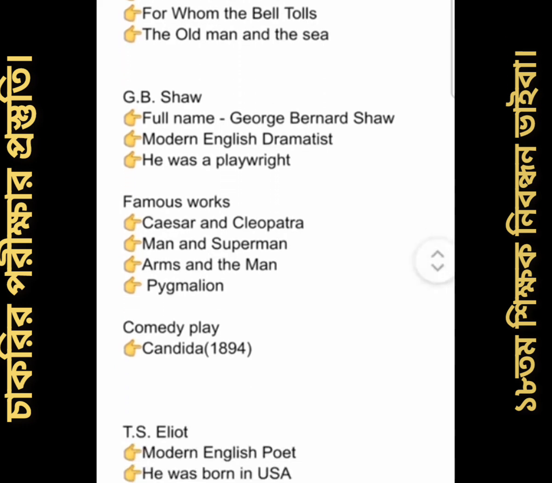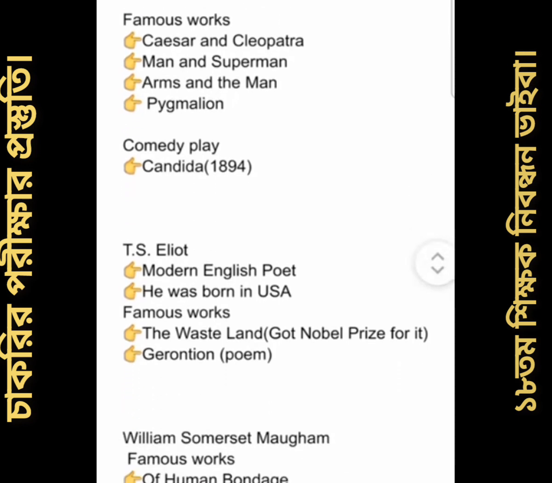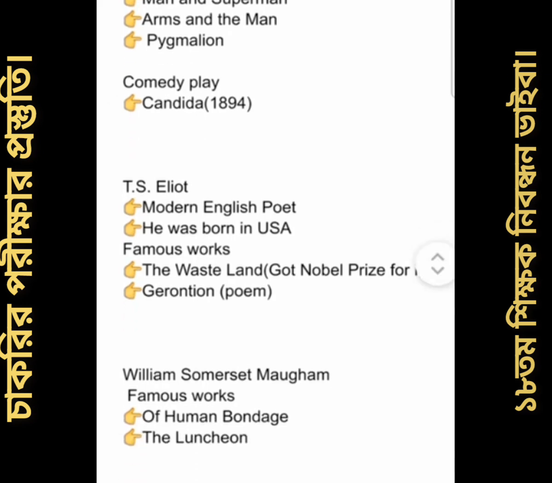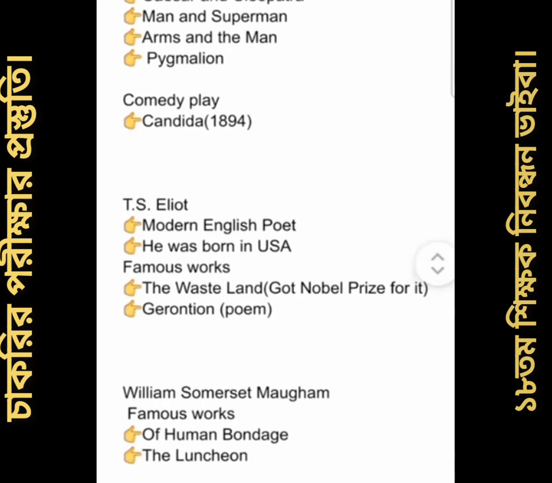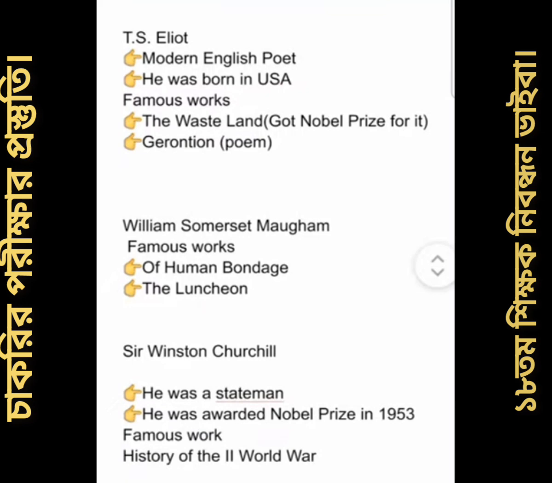George Bernard Shaw, full name George Bernard Shaw, English dramatist, modern English dramatist. He was a playwright. Famous works: Caesar and Cleopatra, Man and Superman, Arms and the Man, and the comedy play Candida. It was written in 1894.